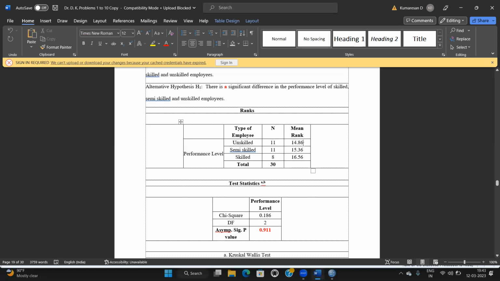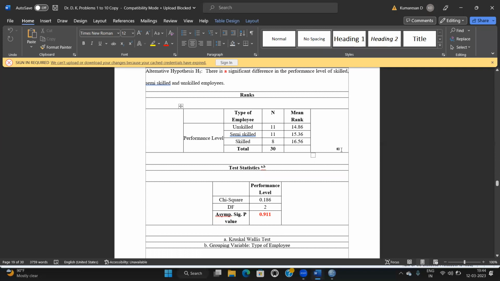So here 14.86 for unskilled, 15.36 for semi-skilled, and 16.56 for skilled. So which is the lowest? The lowest is unskilled. So we can say that the unskilled employees have given the best performance in the company than the skilled employees and semi-skilled employees.